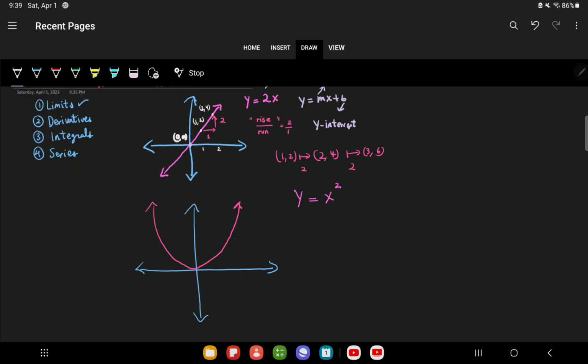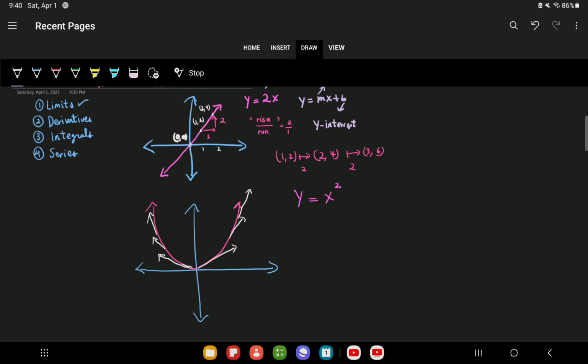Closer to 0, it rises at this rate for positive. It also has a negative slope at this end. But then as we get higher and higher, it rises really, really fast. And the same thing on the negative side. So you can see at every point you have a potentially different slope for a parabola.